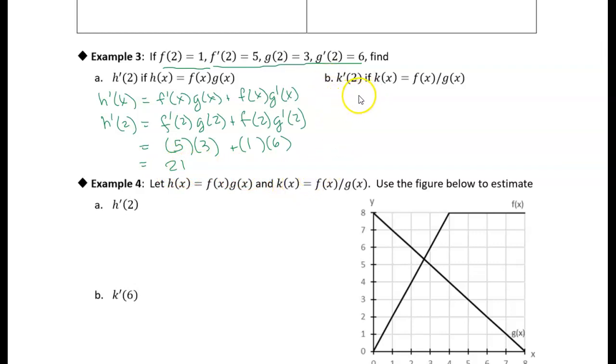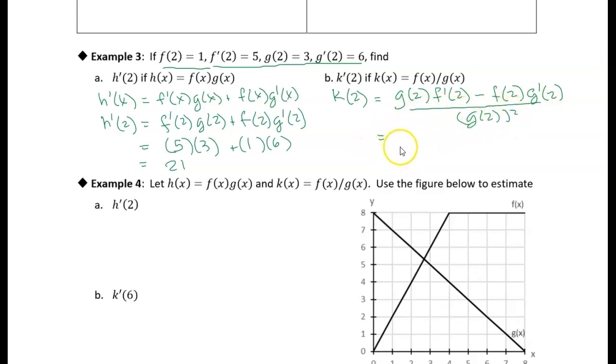All right, let's look at this next one. This one is a quotient of two functions, so we're just going to apply the quotient rule. So now I have to calculate k prime of 2, but I'm just going to go straight to k prime. So it's going to be low, but I'm going to evaluate it at 2, and then d high, so f prime evaluated at 2, minus high, so f of 2, d low, g prime of 2, all over low squared. That's g of 2 squared.